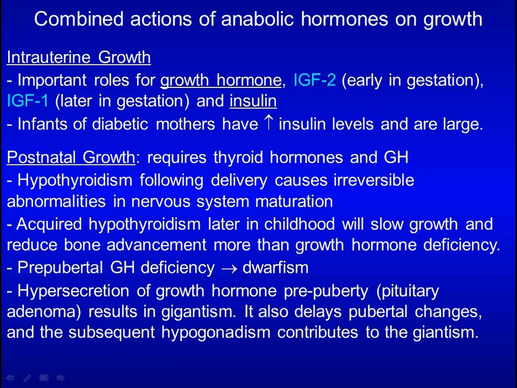Acquired hypothyroidism later in childhood will slow growth and reduce bone advancement. Prepubertal growth hormone deficiency leads to dwarfism. Hypersecretion of growth hormone pre-puberty results in gigantism.